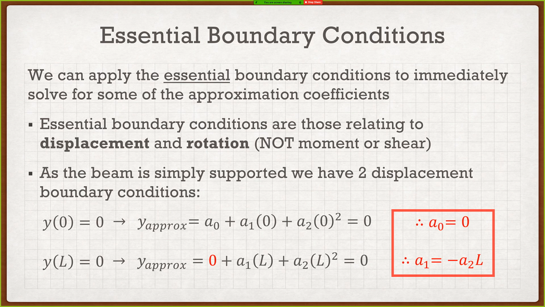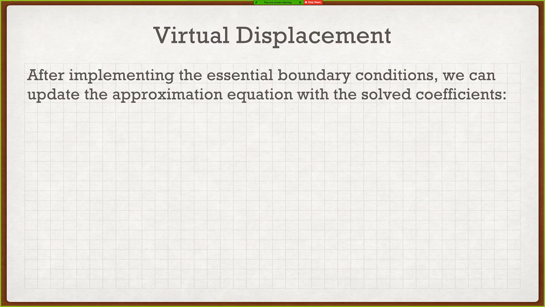Therefore, if we were to proceed with the quadratic approximation, we only have one unknown left, which is a2. So this is why essential boundary conditions are nice. They allow us to solve for a lot of the coefficients almost immediately without actually having to get into virtual work. However, we have a2 left. Our boundary conditions are used up. Therefore, we're going to have to use virtual work. So let's talk about virtual displacement.